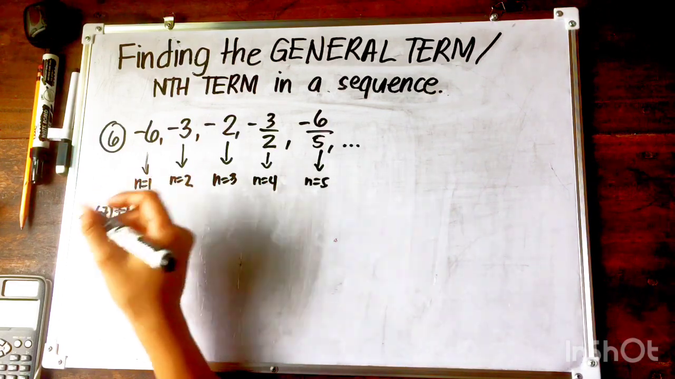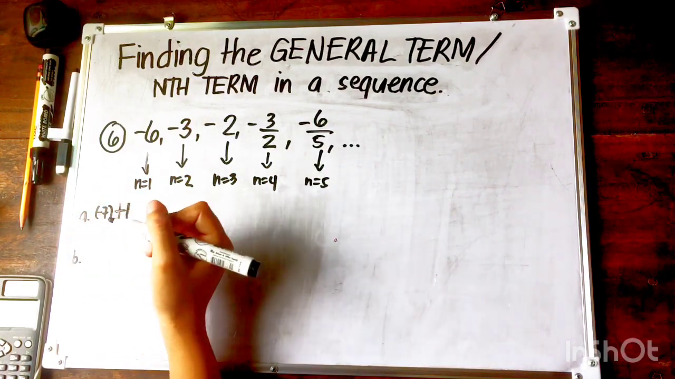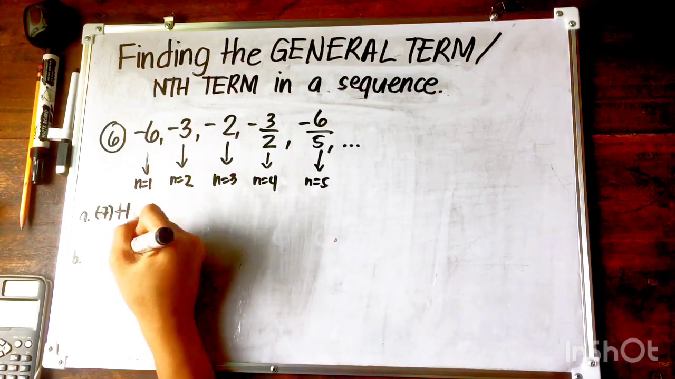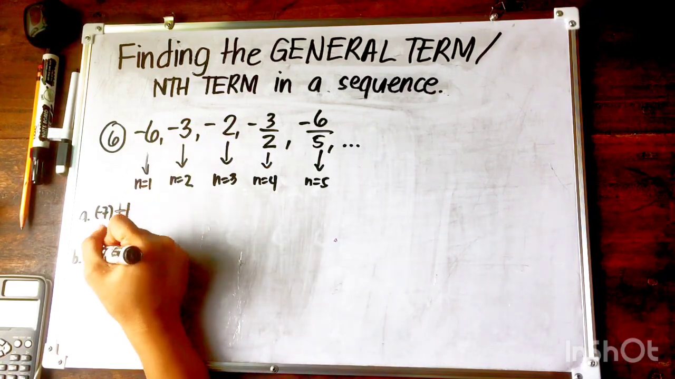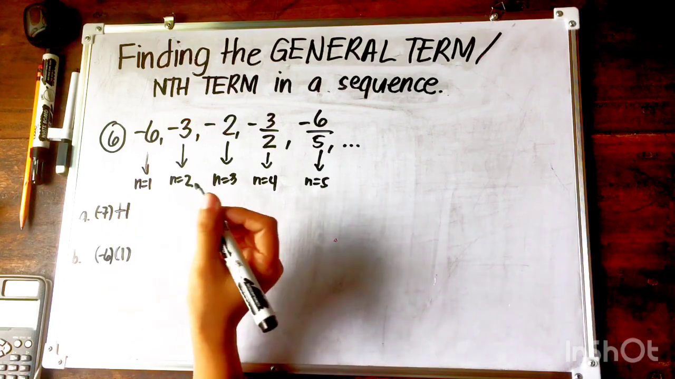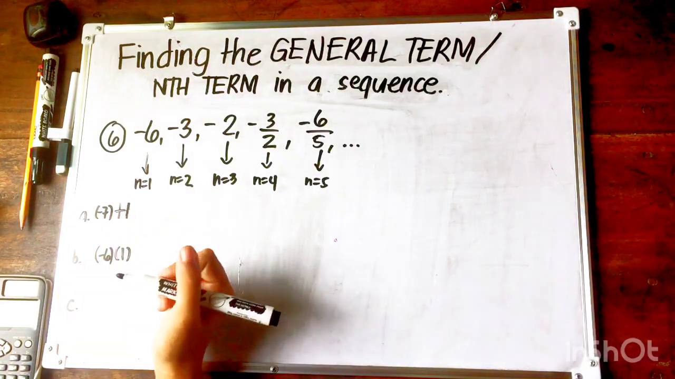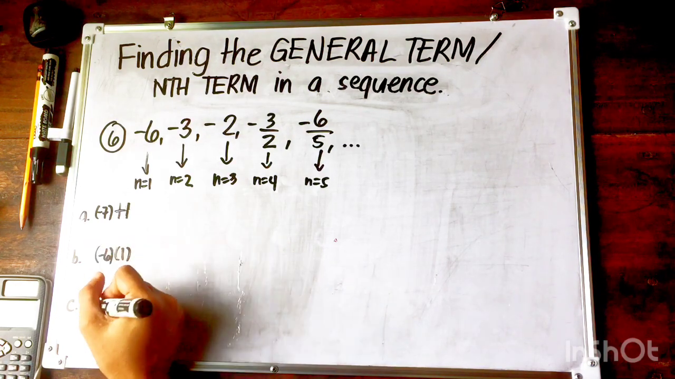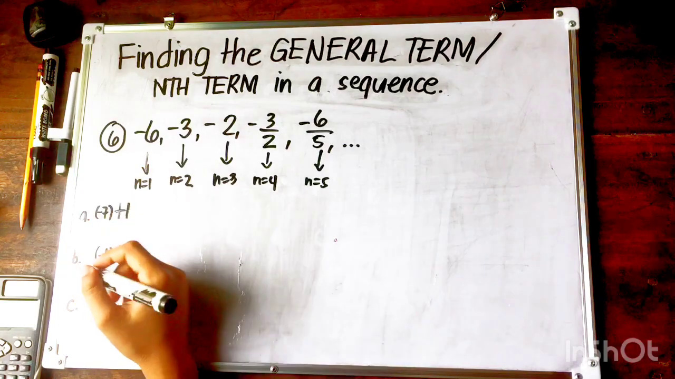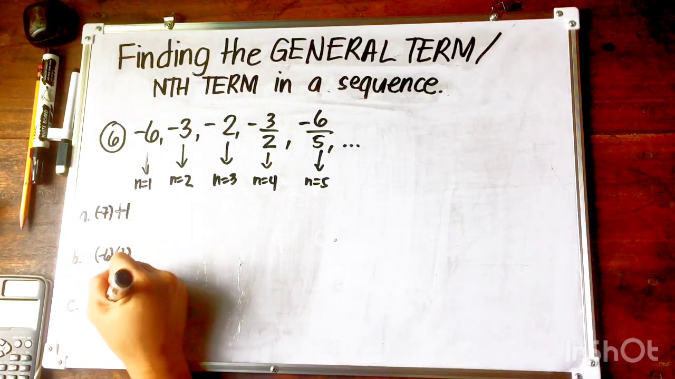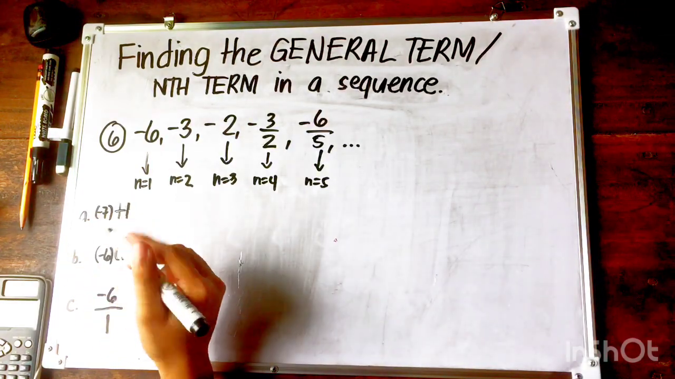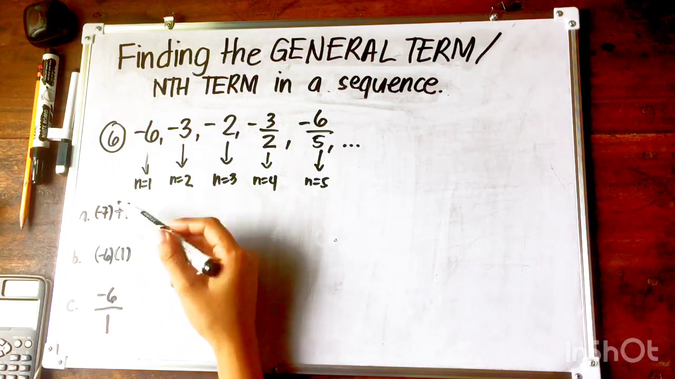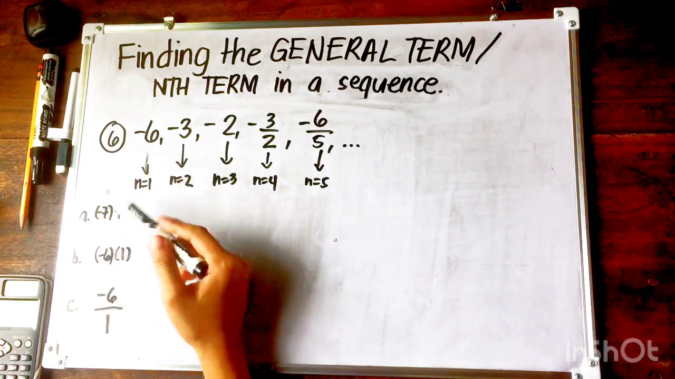Okay? Next naman, another pattern, pwedeng multiplication. Ano yung multiply ko kay 1 para maging negative 6? So, that is negative 6. Okay? Or, kung division naman, ano yung i-divide ko kay 1 para maging negative 6? So, that is negative 6. Diba? So, again, yung ginagawa natin, ginagamit natin yung n to rewrite our term.